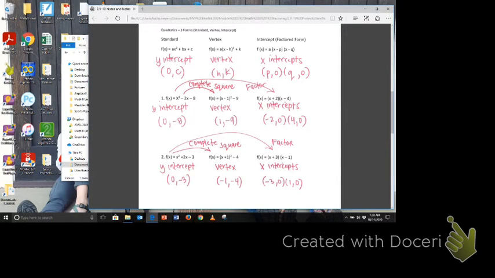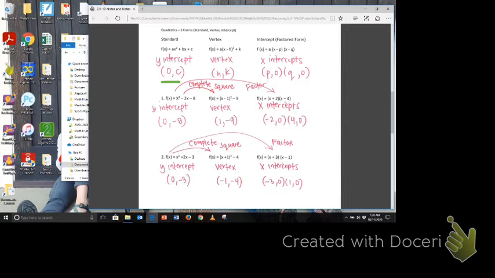Okay, so here I've filled out these notes. I'm going to put all these notes right onto Canvas for you. But here I filled these out. So the standard form tells you some cool stuff. Standard form tells you the y-intercept. Because when you get a y-intercept, you set x equal to 0. So the ax squared and the bx would go away, and you'd only be left with c. So the y-intercept is always your c.